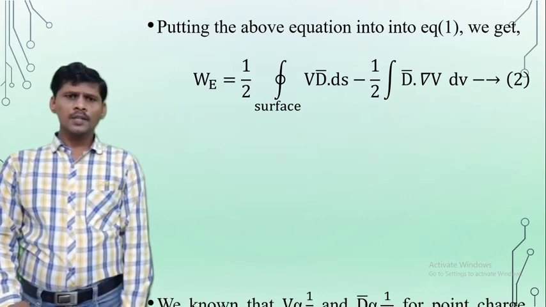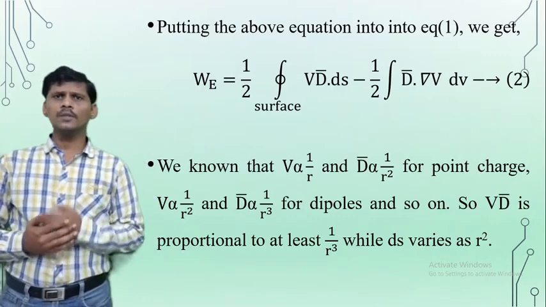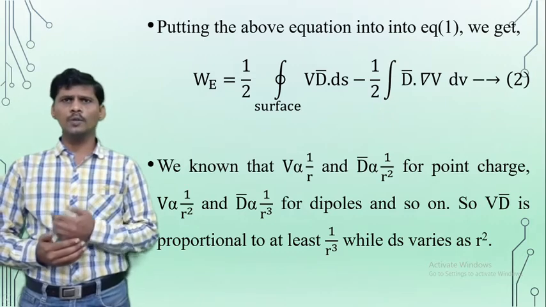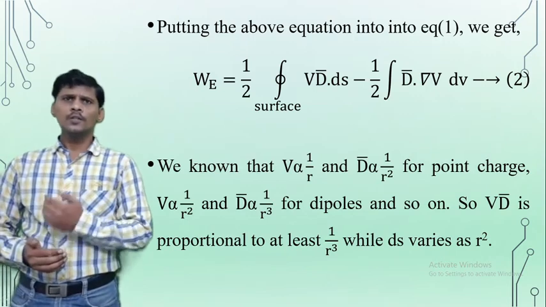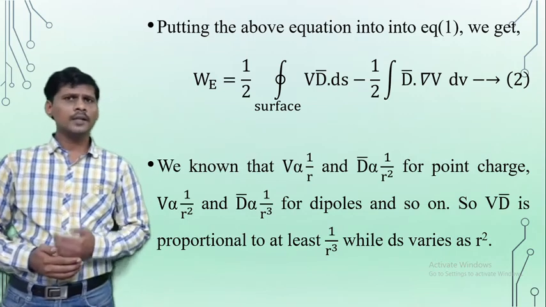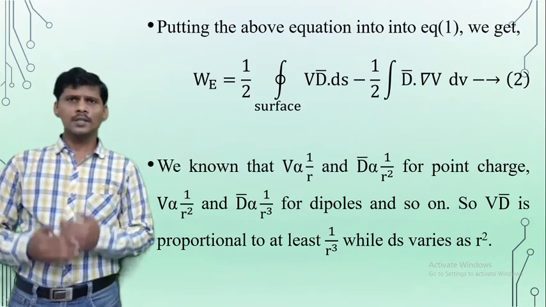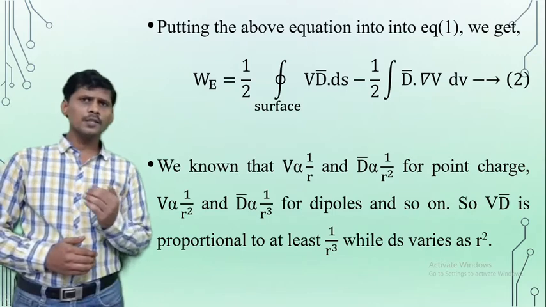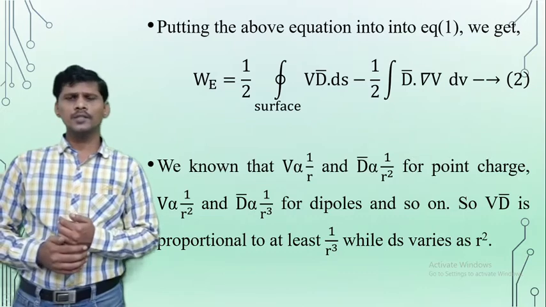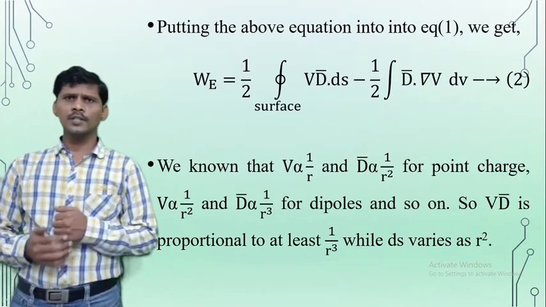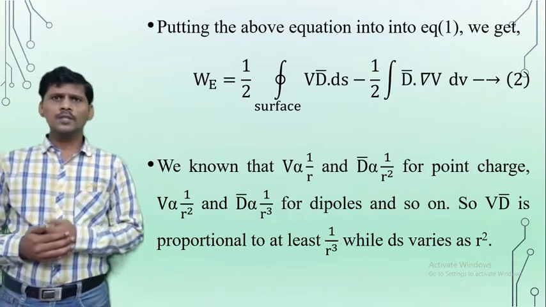So we know that according to the concept of point charges, the potential V is equal to Q by 4 pi epsilon naught R, the electric field intensity is Q by 4 pi epsilon naught R square, and the electric flux density D bar is equal to Q by 4 pi R square. For point charges, the potential is inversely proportional to the distance, and the electric field intensity and electric flux density are inversely proportional to the square of the distance. So for the dipole, what is the equation of the electric potential?